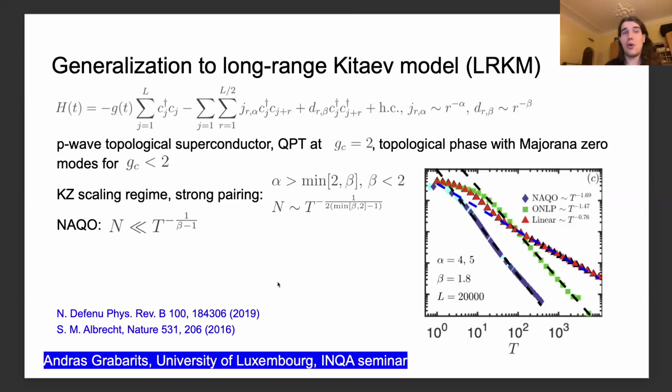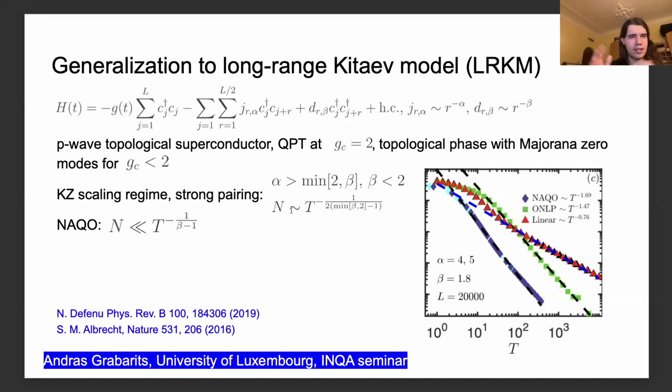As a final result, as it cannot only be studied in terms of a transverse Ising model, we also generalized it to the long-range Kitaev model, which describes a second-order phase transition point separating a topological and a trivial phase. This is a P-wave topological superconductor where the topological phase is identified by the presence of a Majorana zero mode. It has different non-equilibrium scaling regimes, as pointed out by this nice paper of Niccolò Defenu. One can have a Kibble-Zurek scaling regime where the power law of the hopping and the pairing term, given here, satisfy these relations.